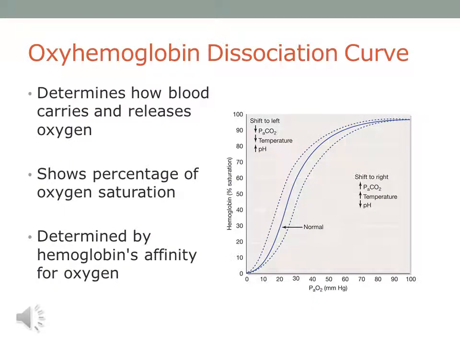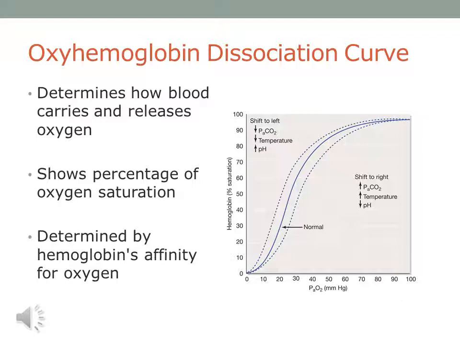In your anatomy class or your pathophysiology class, you may have heard of something called the oxyhemoglobin dissociation curve. And basically, we know that how our body functions related to oxygen relies heavily on how the body carries and releases oxygen. And the oxyhemoglobin dissociation curve is a tool that will help us explain how the blood carries and releases oxygen. And it's actually showing the percentage of oxygen saturation, which we know is SaO2, at different oxygen pressures, which is that PaO2.